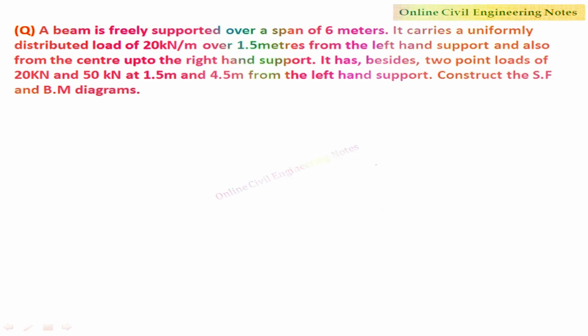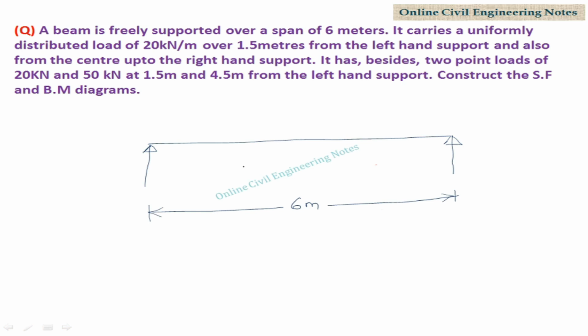Draw the free body diagram from the given data. This is a freely supported beam of span 6 meters. It carries a uniformly distributed load 20 kN per meter over 1.5 meter from left hand support. Up to 1.5 meter there is a UDL 20 kN per meter, and also from the center up to right hand support. The same UDL is acting from center to right hand support. Overall span is 6 meter.